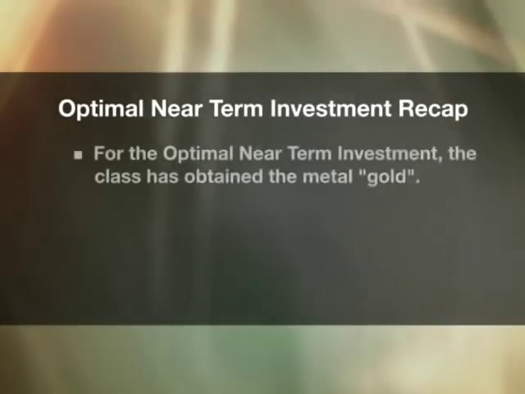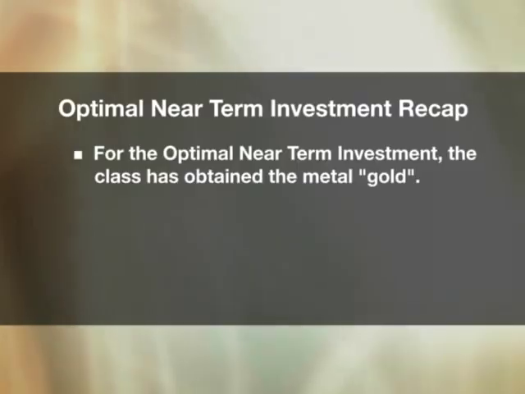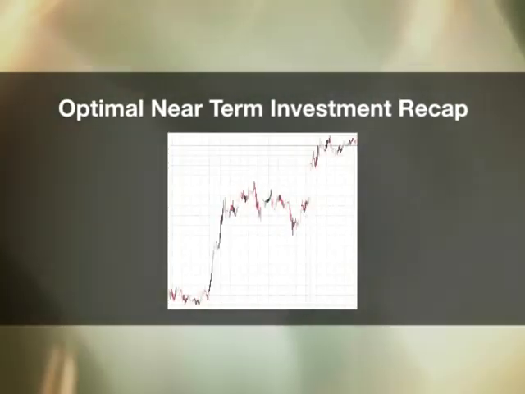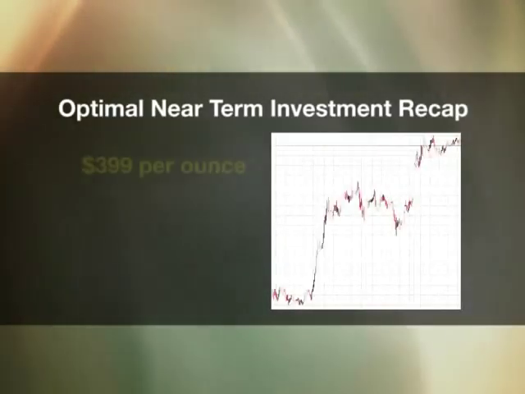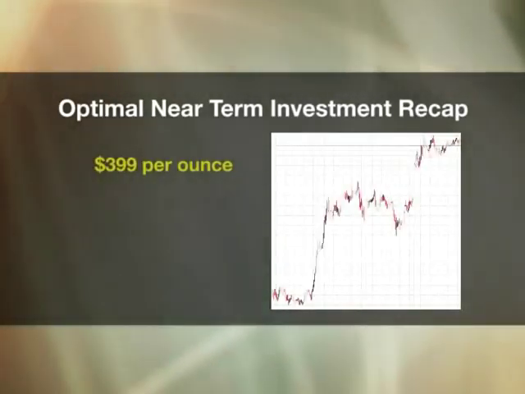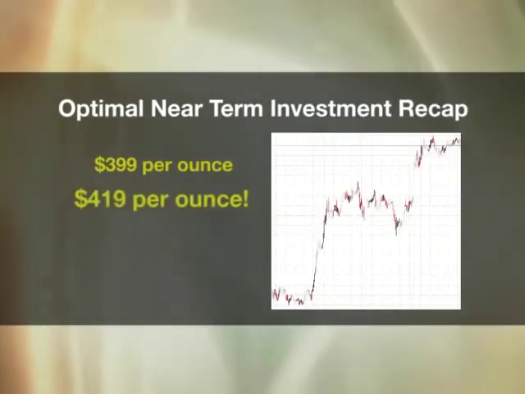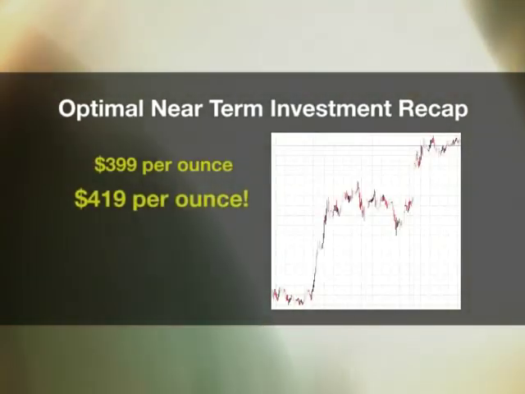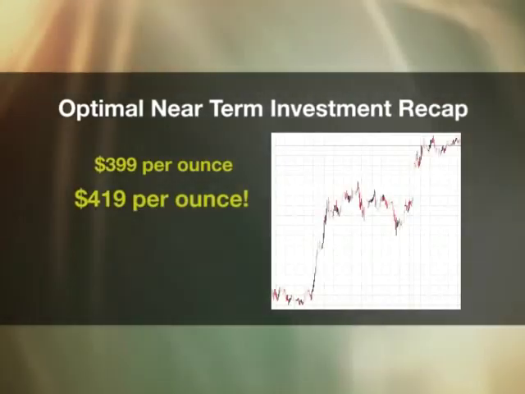It's apparent that the class has obtained the metal gold as the optimal near-term investment. As displayed in this chart, gold moved from $399 per ounce to a high of $419 per ounce for the 4 weeks following the execution of the optimal near-term investment Q used in the class.